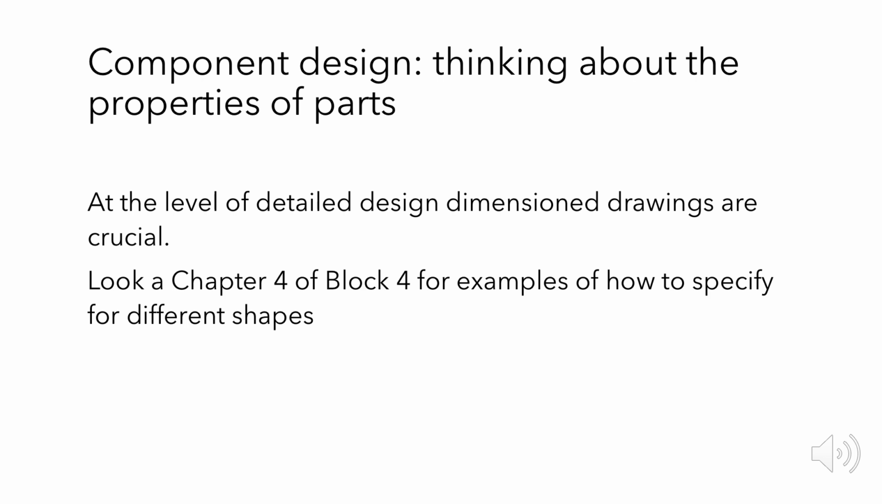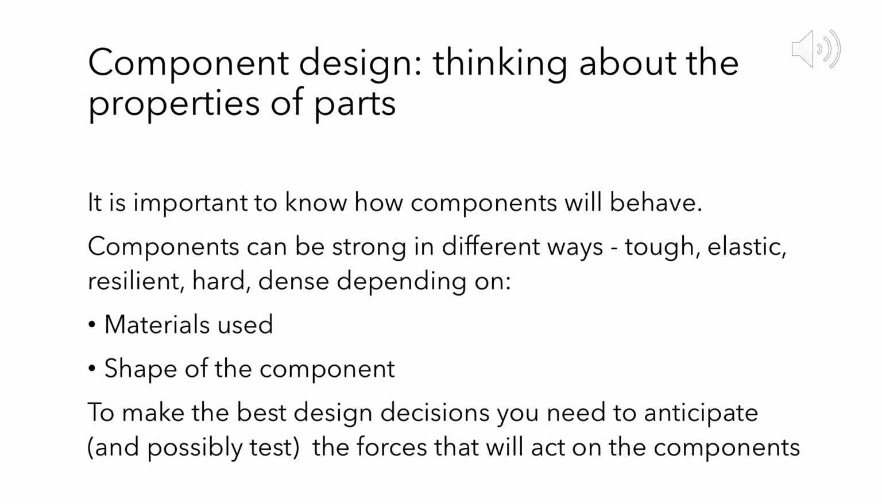If you look at chapter 4 of block 4, you'll see examples of how to specify for different shapes, because obviously a complicated shape is going to have to be specified and shown in different ways to something that's just a simple rectangle. It's also really important to know how components will behave. Components can be strong in many different ways. They can be tough, they can be resilient, they can be hard, they can be dense, or you might need them to be elastic and flexible. And achieving that is going to depend on the materials that you use and also the shape of the component.